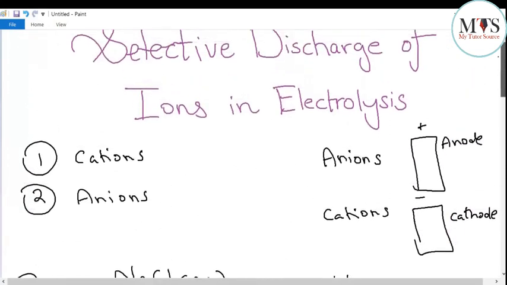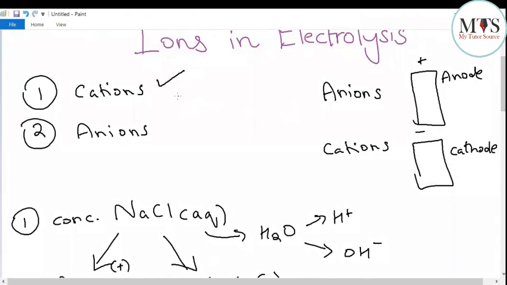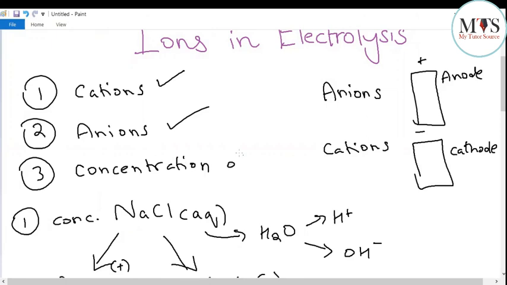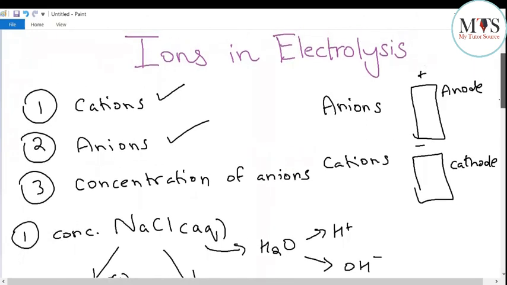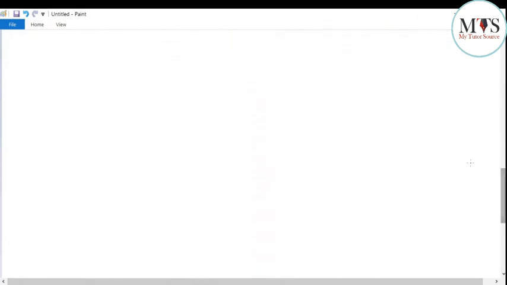Those are related to, first of all, the cations. For the cations there is this reactivity series, which we will follow. And for the anions, there is also a trend that you will see. And the third thing is the concentration of anions. So today we will be discussing these. Okay, so first of all, if you remember, yesterday we wrote a reactivity series for the metals, for the cations, which was something like this. Let's write it together.